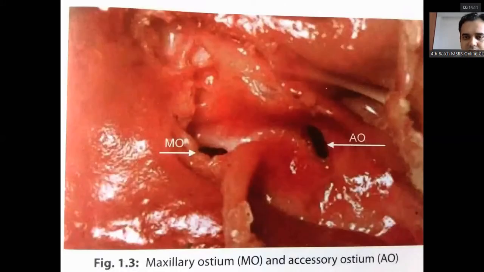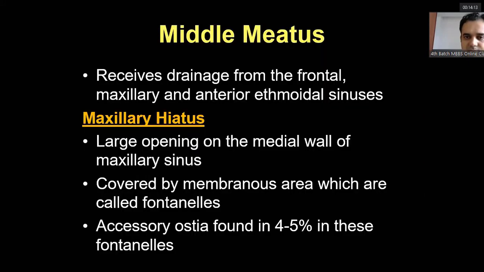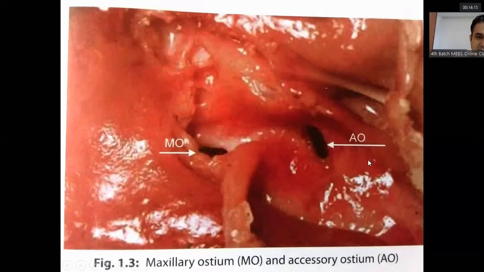Okay, here. So this is the lateral wall. And here these are the openings. This is the maxillary ostium, and this is the accessory ostium.